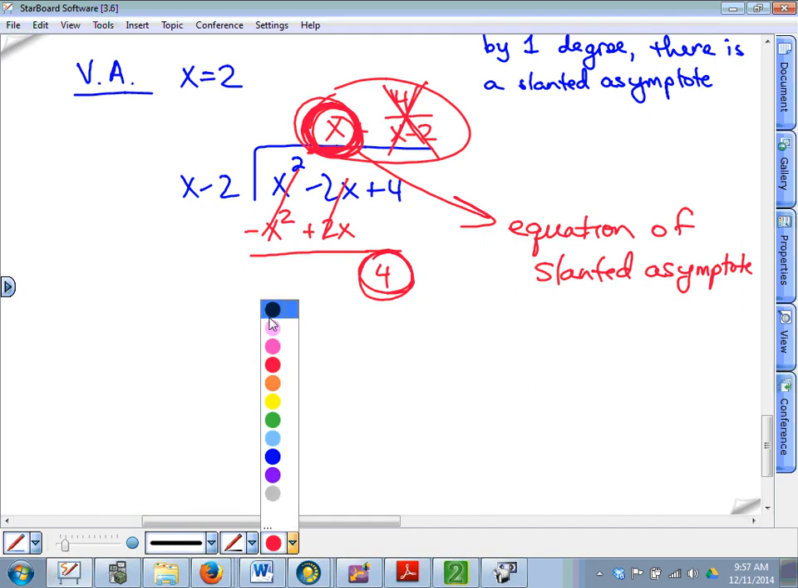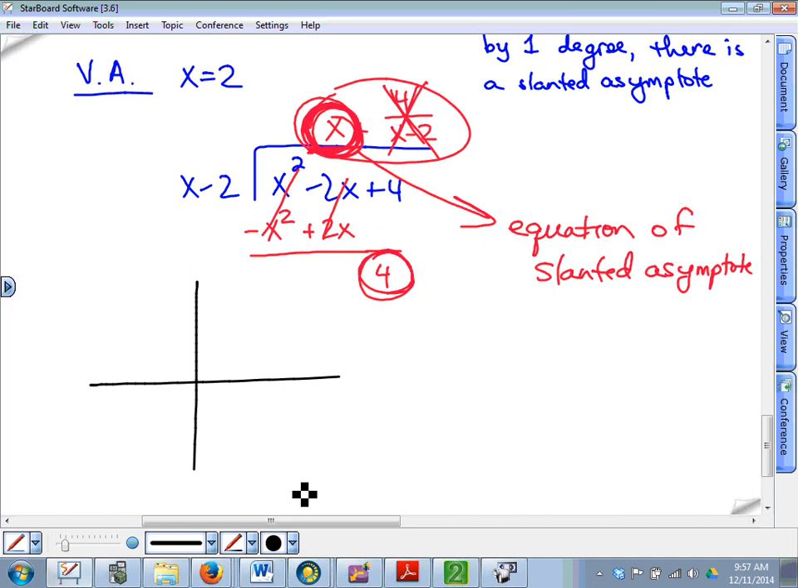So on your graph, it has a slope of 1, so it's a line that has a slope of 1. On your graph, you're going to have a vertical asymptote at 2, like we already said. The slanted asymptote has the equation y equals x, because x was our quotient. What is the graph of y equals x? It's a line going through 0, 0. So this is an asymptote right here.